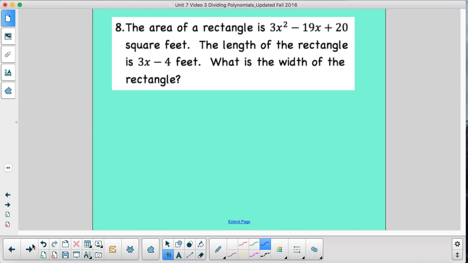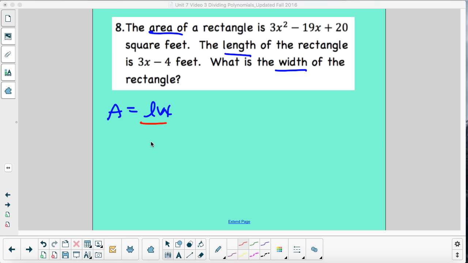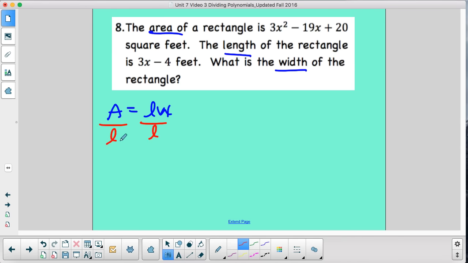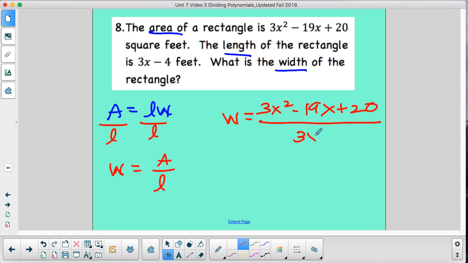Okay, well, I have the three things I'm working with: area, length, width of a rectangle. Well, we know the area of a rectangle is length times width. If I want to solve for the width, how do I get W by itself? I would divide by L. So my width is equal to area over my length. Okay, so let's write this out. My area is 3x squared minus 19x plus 20 all over my length, 3x minus 4. So I need to take my polynomial and divide it by a binomial.